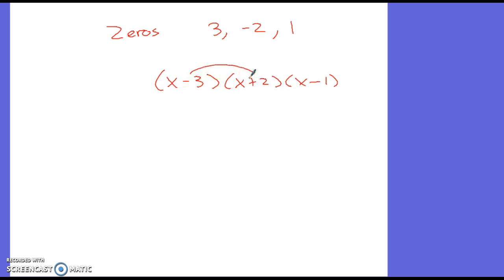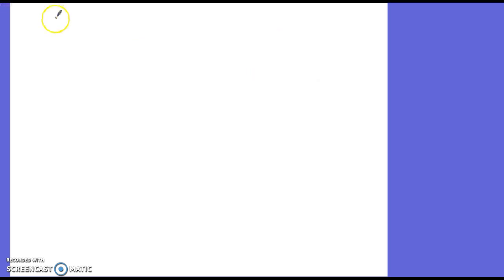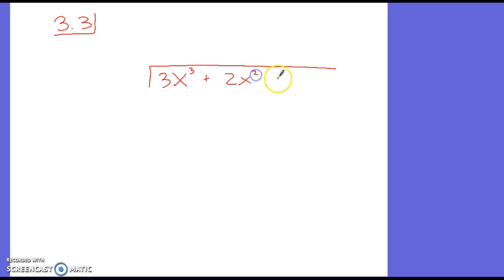All right, the last section is dividing polynomials. So let's say we've got 3x to the third plus 2x squared minus 6, and I'm going to divide that by x plus 1.